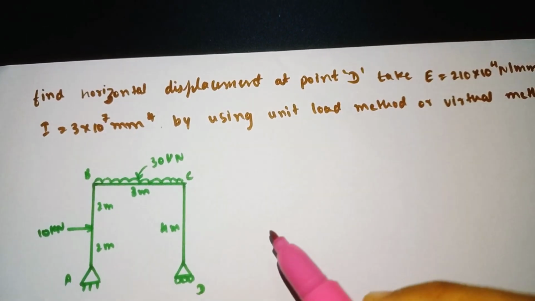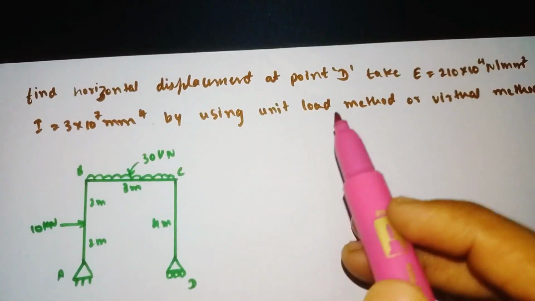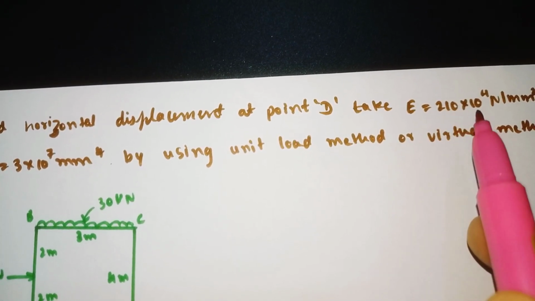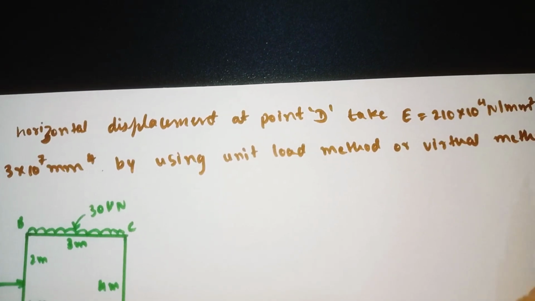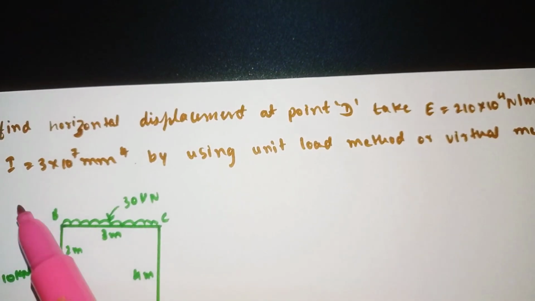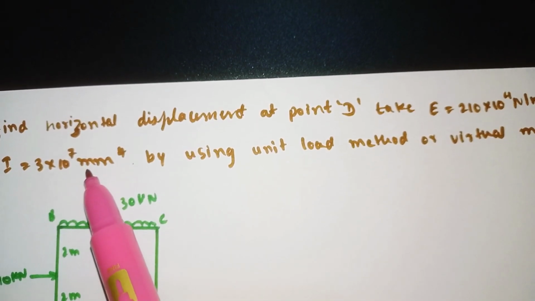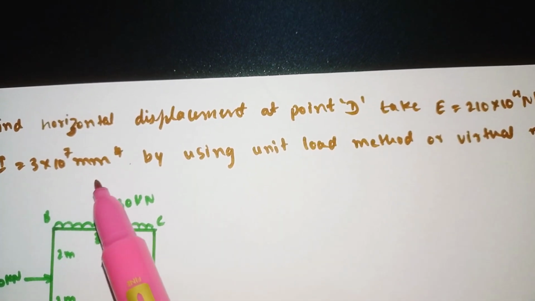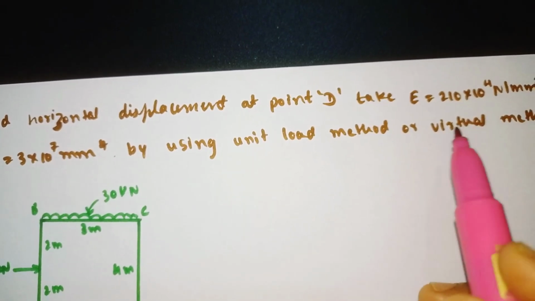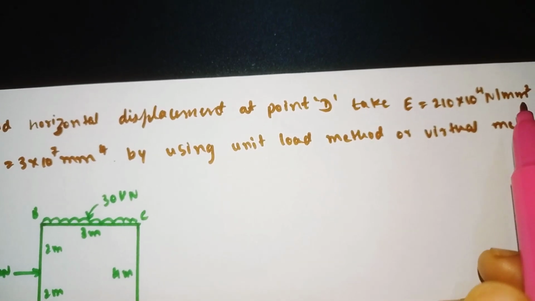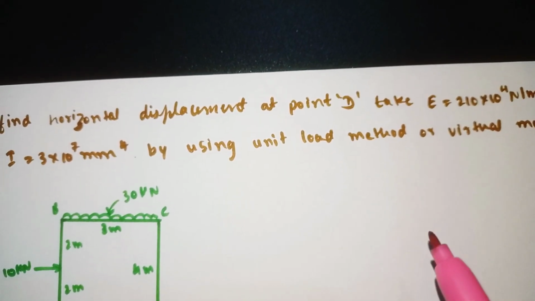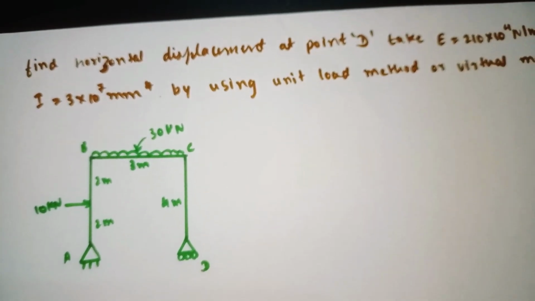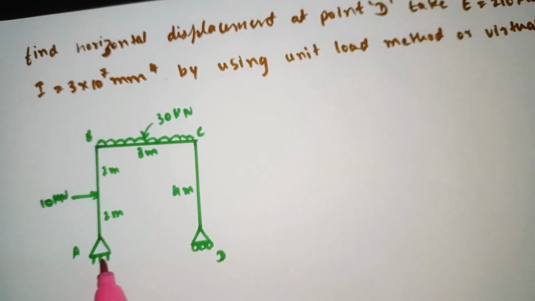So this is the given problem. See here, the E value is given as 210 into 10 to the power of 4 Newton per mm square, and the I value is given in mm to the power 4. So we need to convert these into kilonewton and meter. I will show you how to convert this later. Now we will solve the problem.